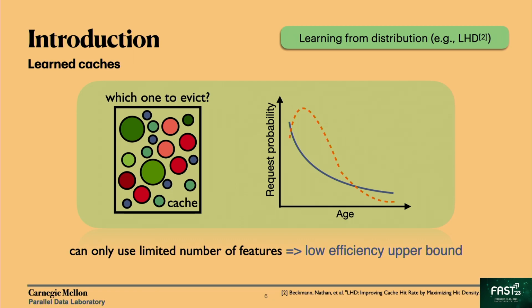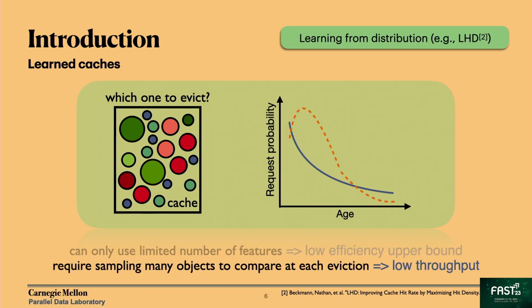However, it has two problems. First, it can only use a limited number of features. Using more features requires exponentially more state space, and using a limited number of features puts an upper bound on the potential efficiency it can achieve. Second, it requires sampling many objects to compare at each eviction, and random memory access in modern computer servers is very slow, so it limits the throughput of learning from distribution such as LHD.